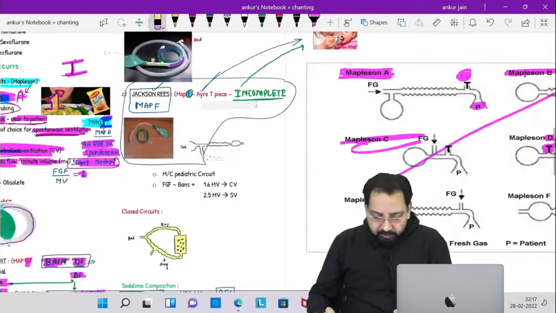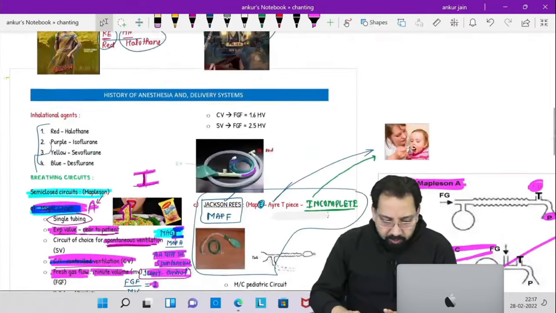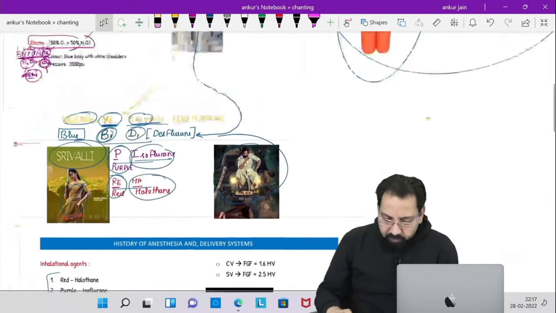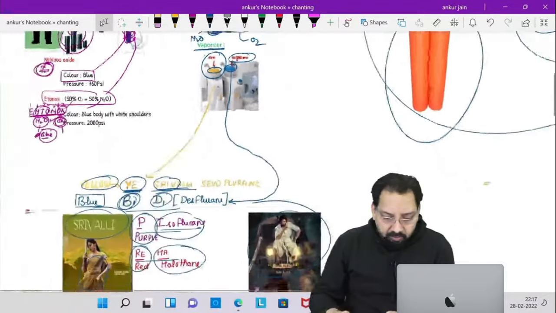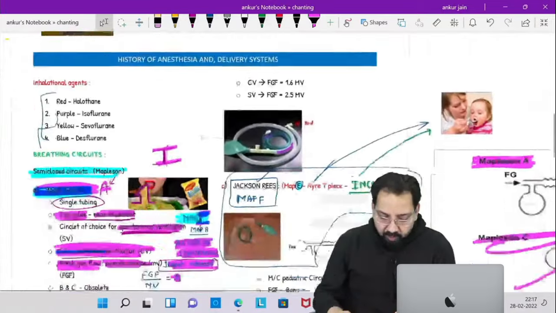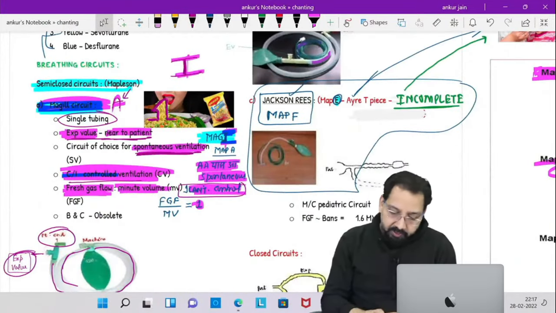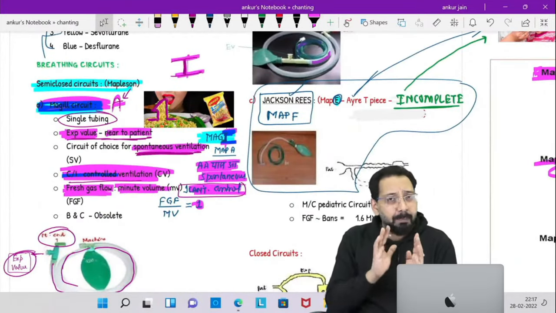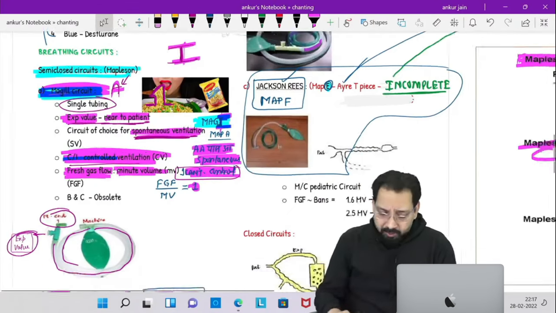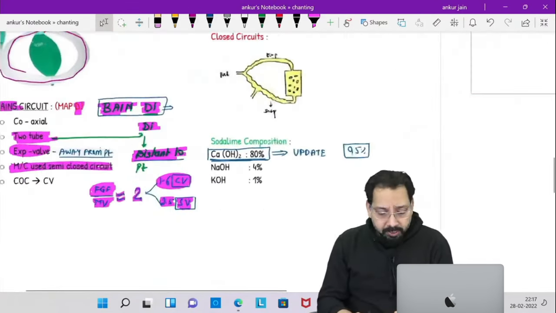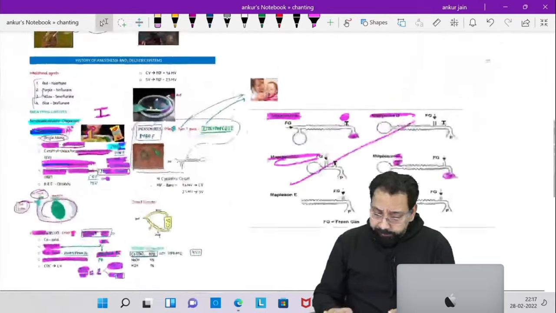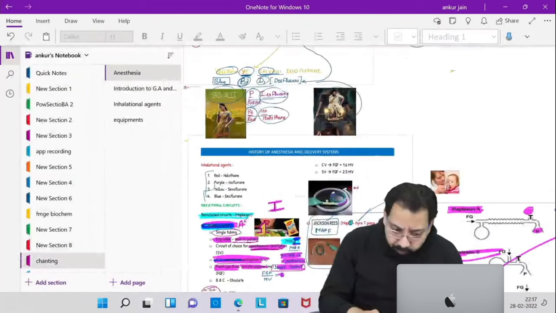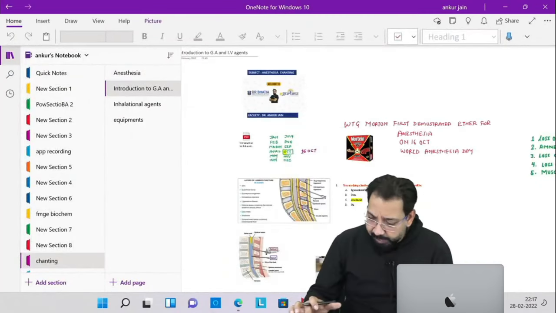So this is about this. Questions are asked on this vaporizer color. Yes, questions are asked on this circuit. In circuit, Magil A, Maggie, you will remember one, and Bandy, yes, di, two, coaxial tube. Okay, now I move to the next slide.